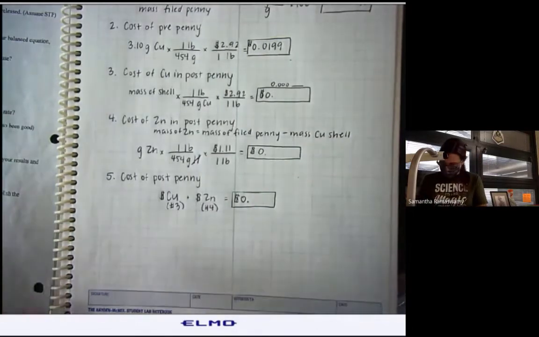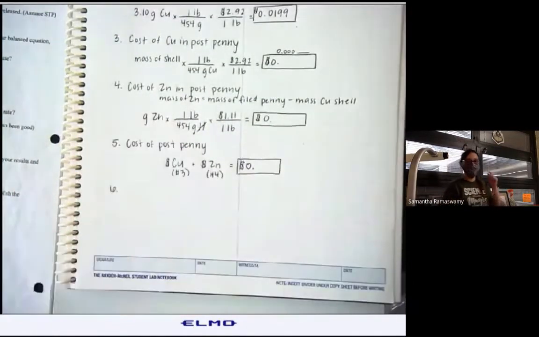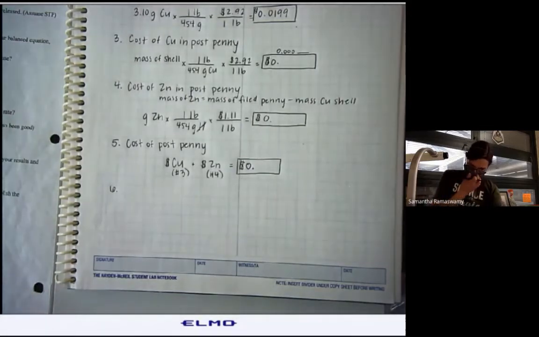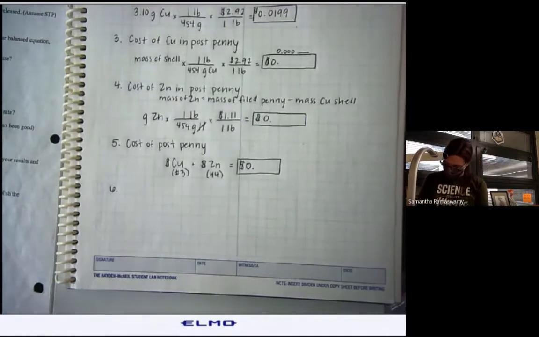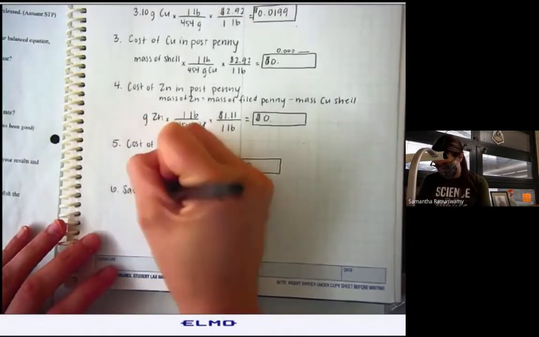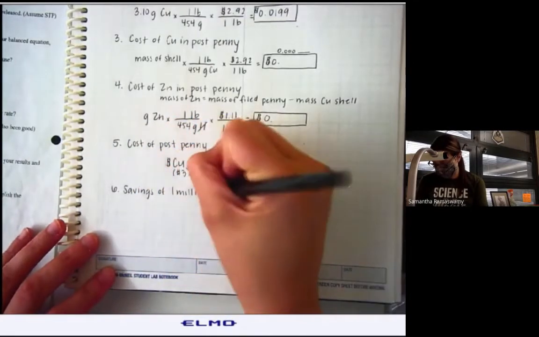And then the last calculation that deals with money, calculation 6, says determine the savings for the production of 1 million pennies. Okay, so I'll label this "savings of 1 million pennies."